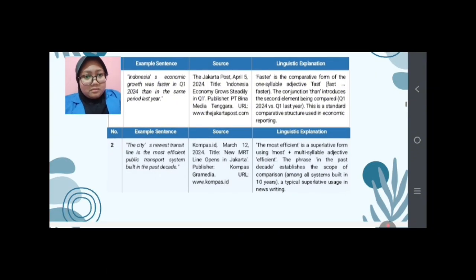Example 2. The city's new train line is the most efficient public transportation system built in the past decade. The source is Kompas.id. Linguistic explanation: the most efficient is a superlative form using most plus a multi-syllable adjective, with the phrase "in the past decade".